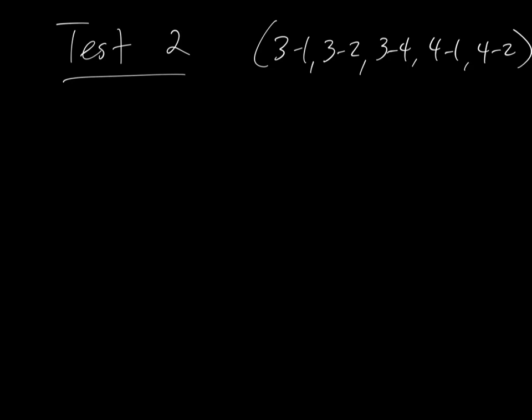So this test covers 3-1, 3-2, 3-4, 4-1, 4-2. It's really just 3 topics. Let's discuss that. Topic 1, acceleration. That's 3-1 and 3-2. Topic 2, free fall with acceleration. That's 3-4. And then the third topic, vectors, which is 4-1 and 4-2. So it's really 3 topics.